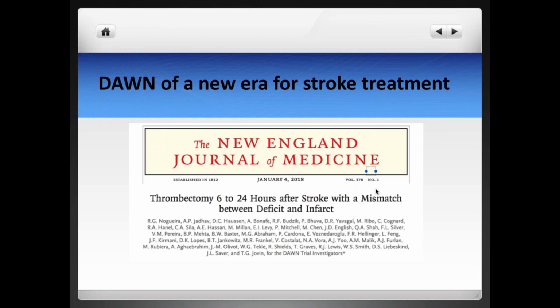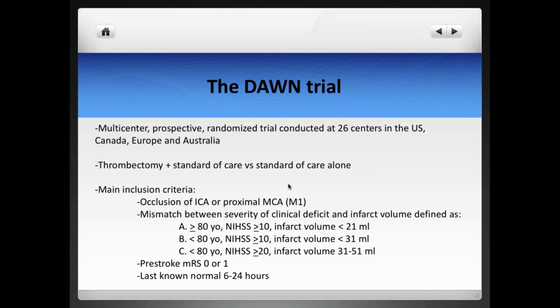A few more slides because I just wanted to talk a little bit about the newer trials this year. It's the DAWN trial, which came out in January, and it has been shown that thrombectomy is not only effective on patients with a stroke less than 6 hours, as in the prior trials, but up to 24 hours in a selected group of patients.